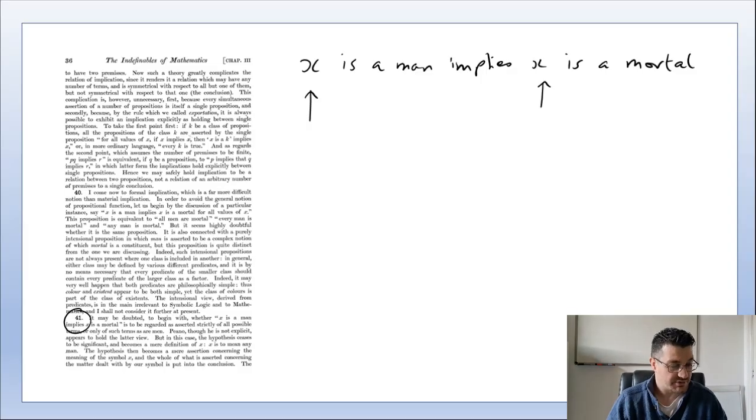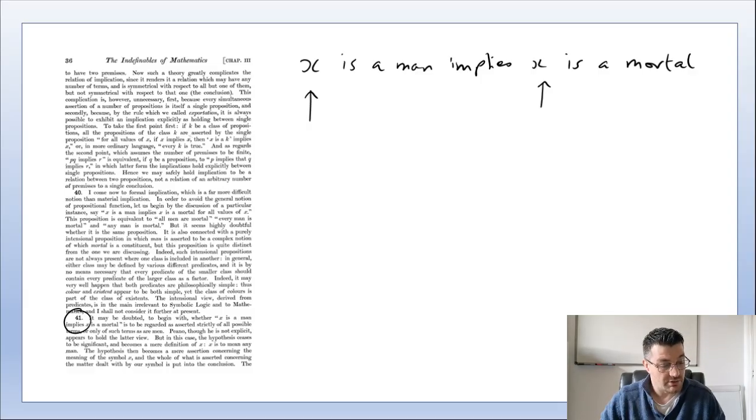Okay, so coming back to what Russell says then, Peano, though he is not explicit, appears to hold the latter view. So in other words, going back to what he said, when he says that it may be doubted to begin with whether "X is a man implies X is a mortal" is to be regarded as asserted strictly of all possible terms, or the latter view that he's talking about, only of such terms as are men.